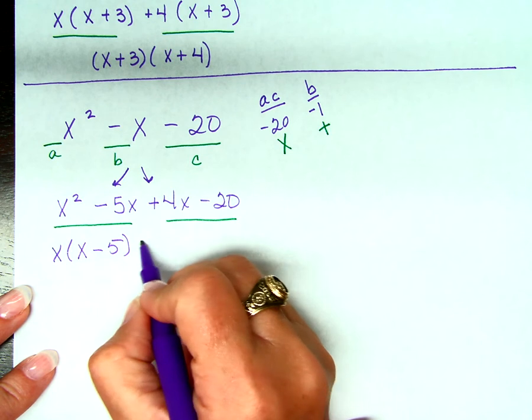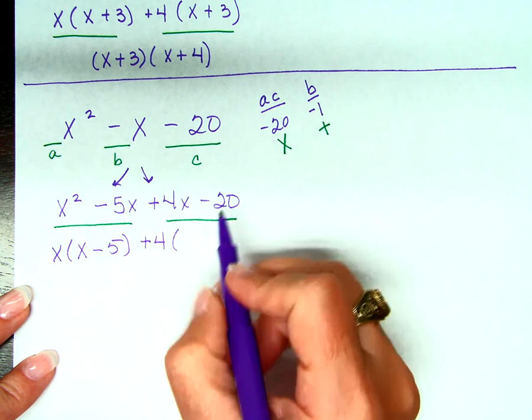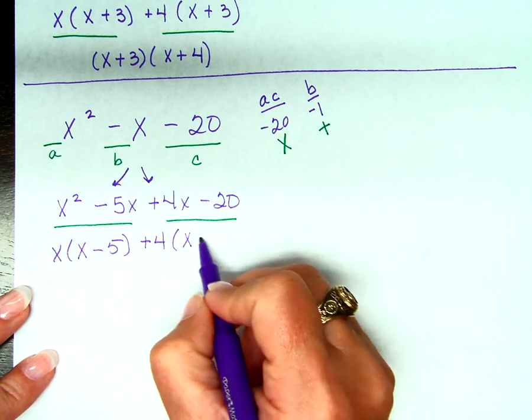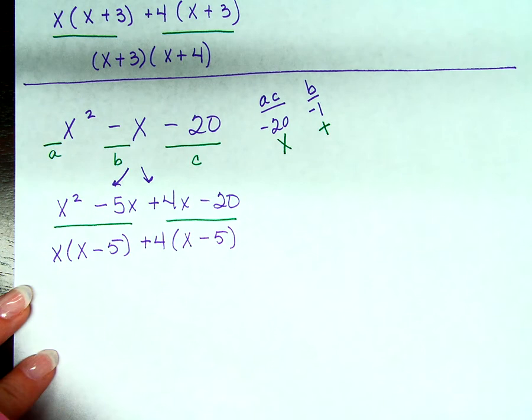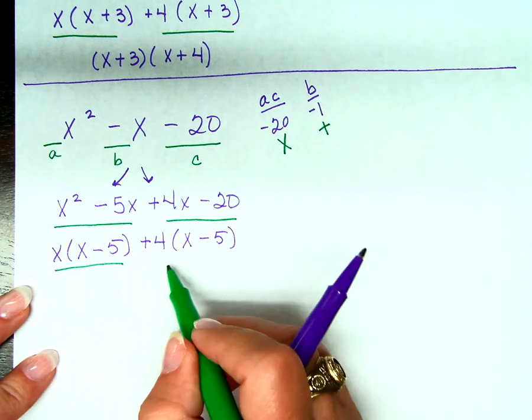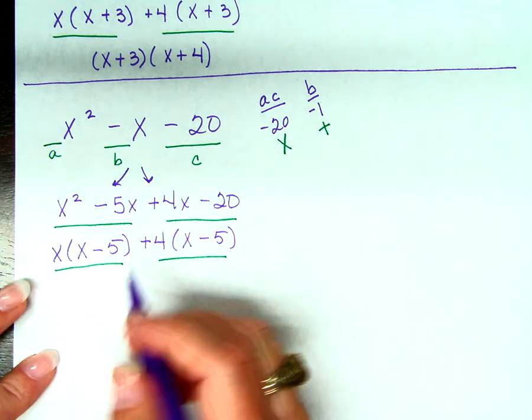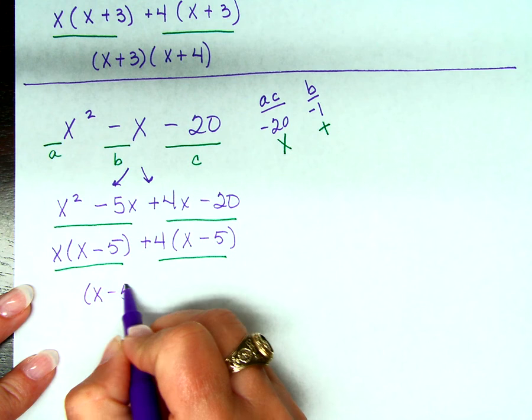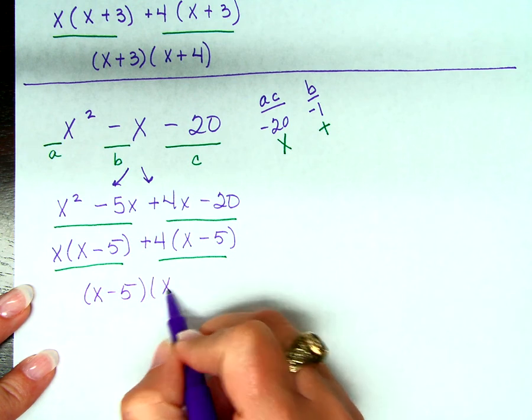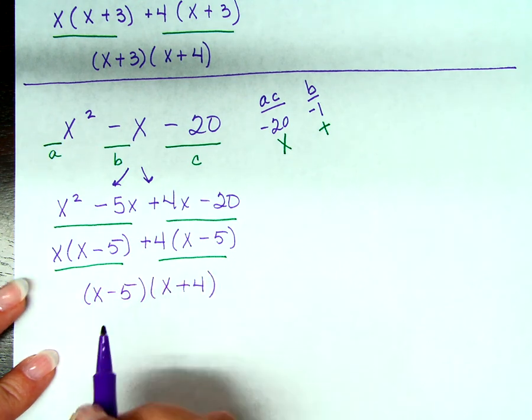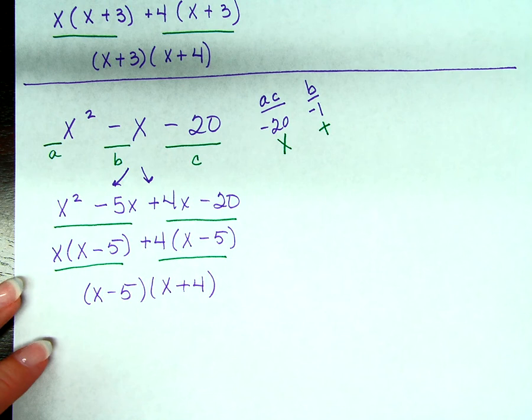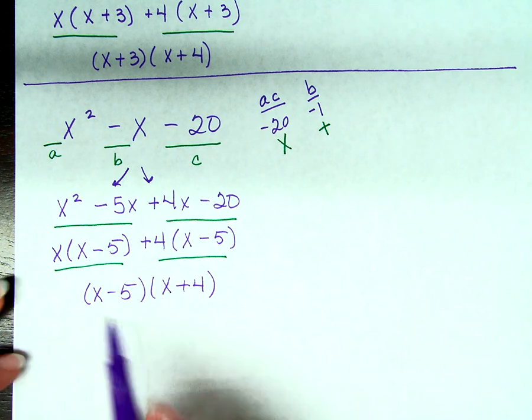What's common in the second 2 terms? A 4. What happens if I divide a 4 out of each of these 2 terms? What's left? X minus 5. What's common in these 2 terms? An x minus 5. If I factor an x minus 5 from each term, what's left? Is that always going to be a plus 6? No, and we're about to talk about that. That's a good question. Okay.